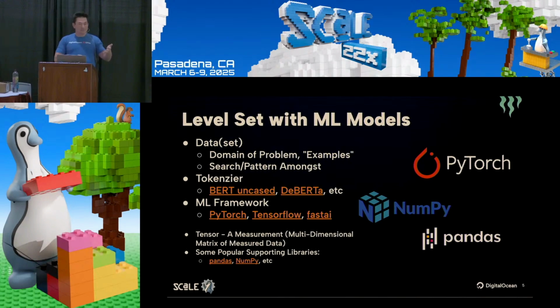So you have a data set, you have something to break down to get to an individual token, then you have a machine learning framework. And this is something like PyTorch, TensorFlow. And then I have Fast AI here, which is very interesting. It's meant as a beginner's or starter's guide, hiding a lot of the complexities away from PyTorch and TensorFlow.